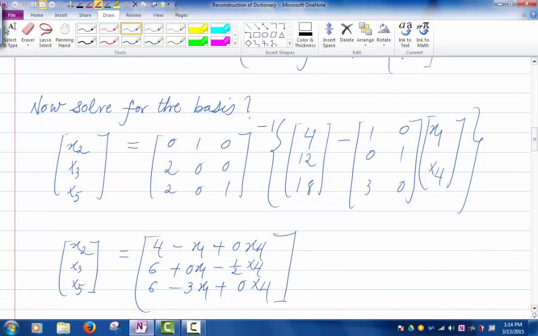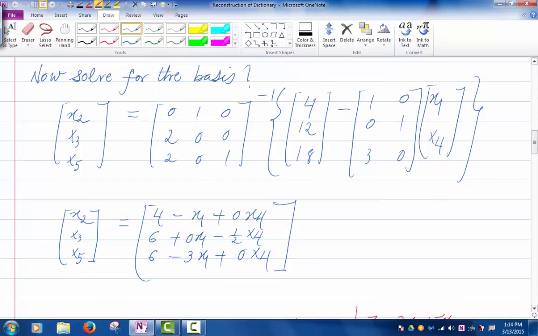So if you multiply out everything on the right-hand side, you're going to get what? A 3 by 1 matrix. If you look at the dimensions on the right-hand side, you'll notice that at the end you're going to get a 3 by 1 matrix. And the 3 by 1 matrix that you get is this one: 4 minus x1 plus 0 x4, 6 plus 0 x1 minus half x4, and so on. So you solve for x2, x3, x5 in terms of x1 and x4 in this way.